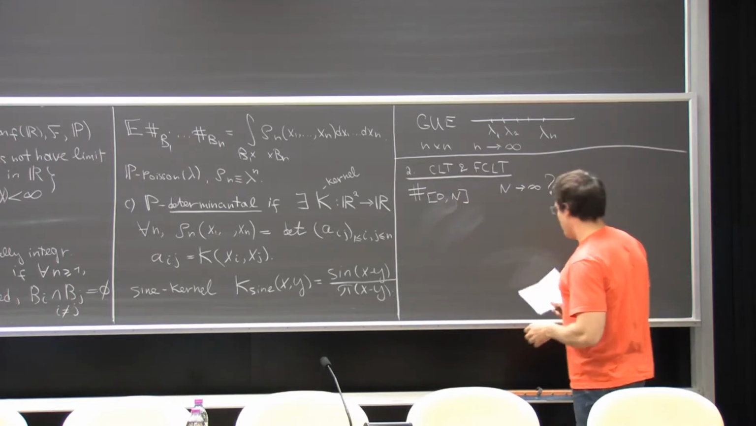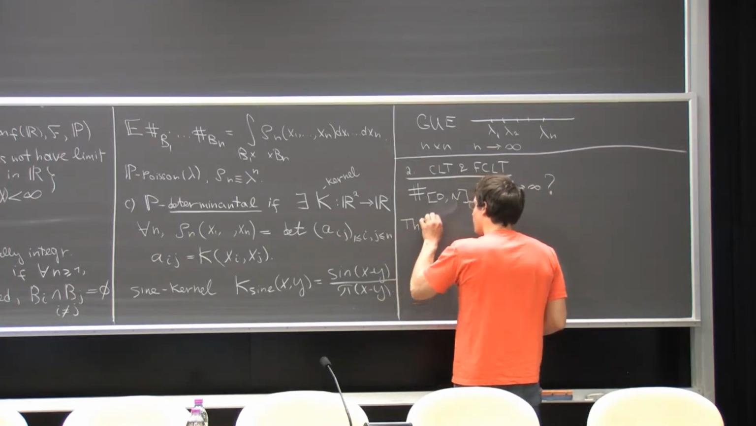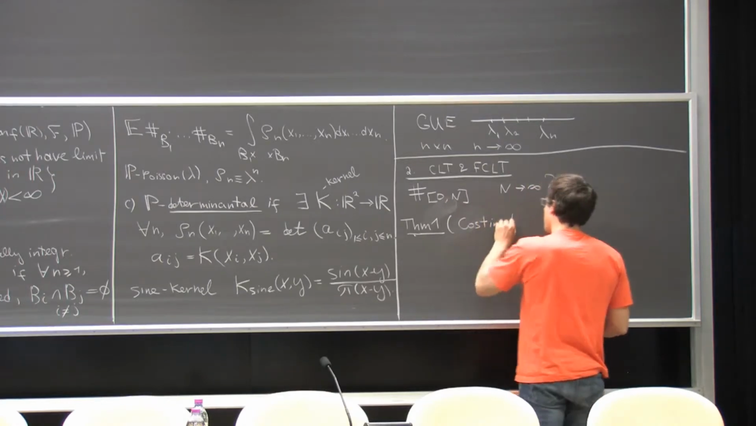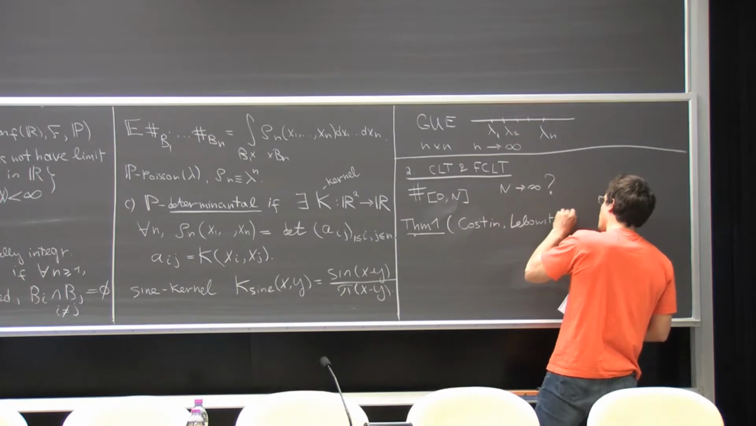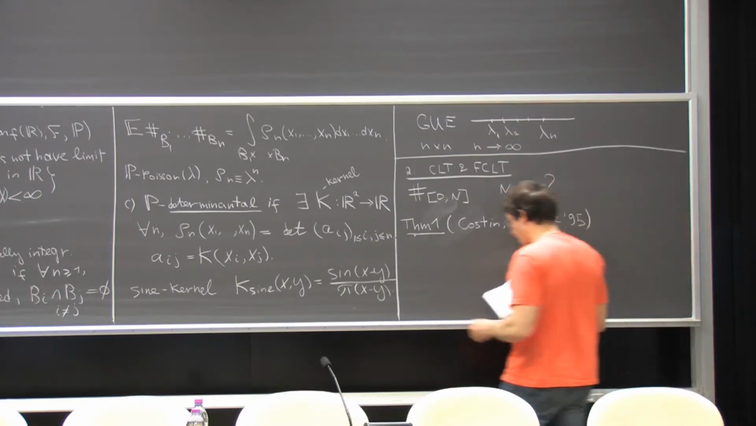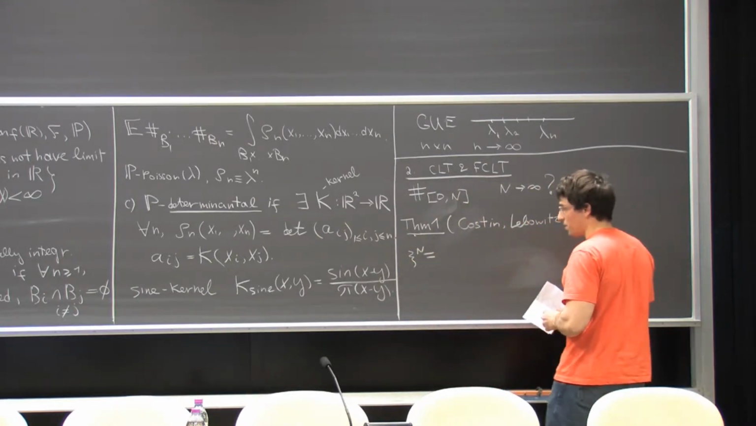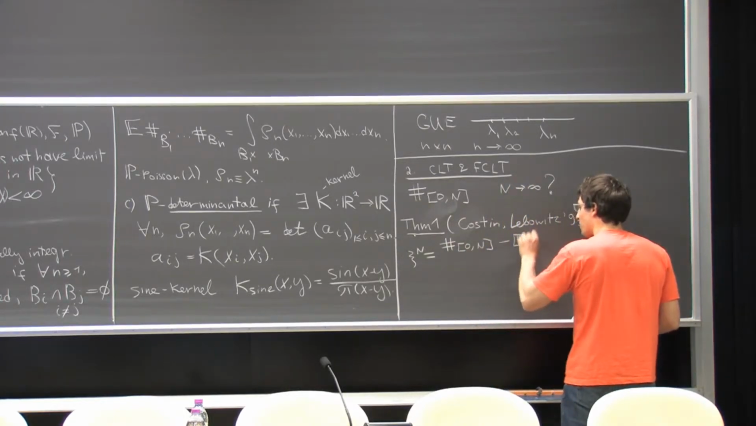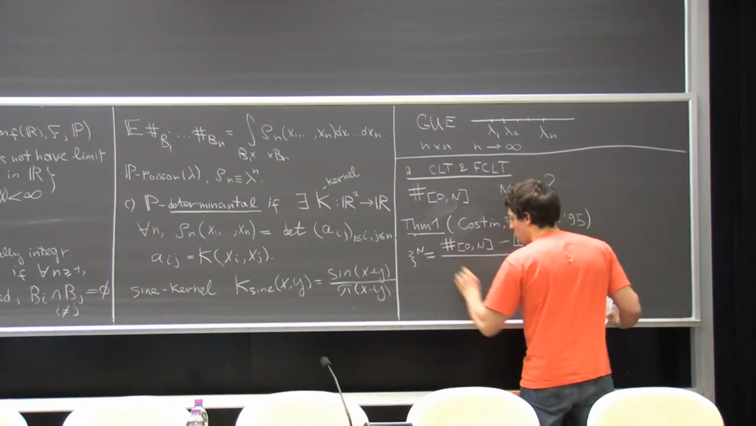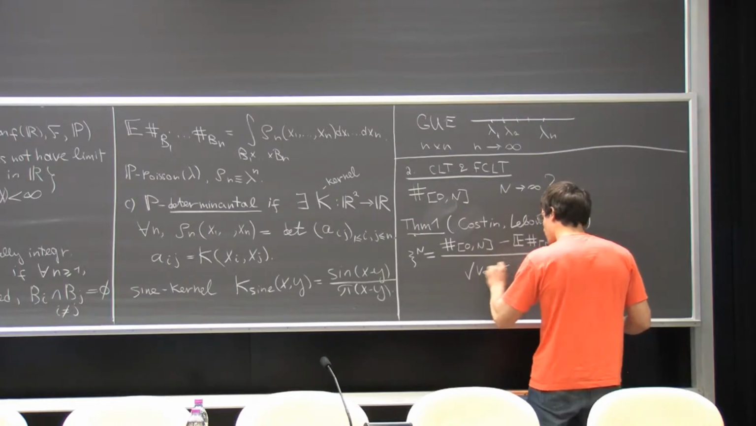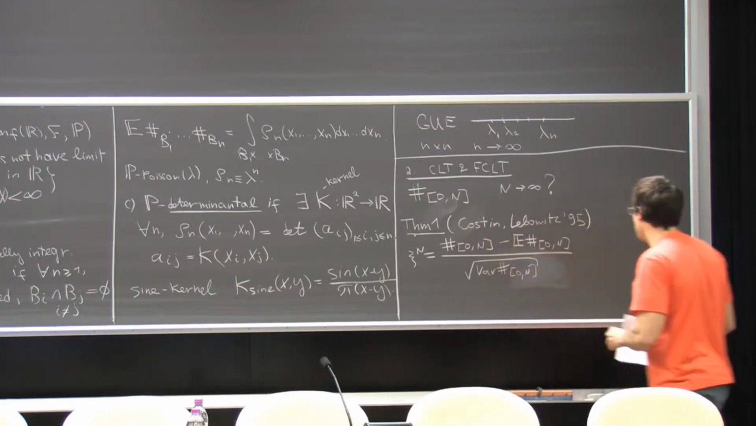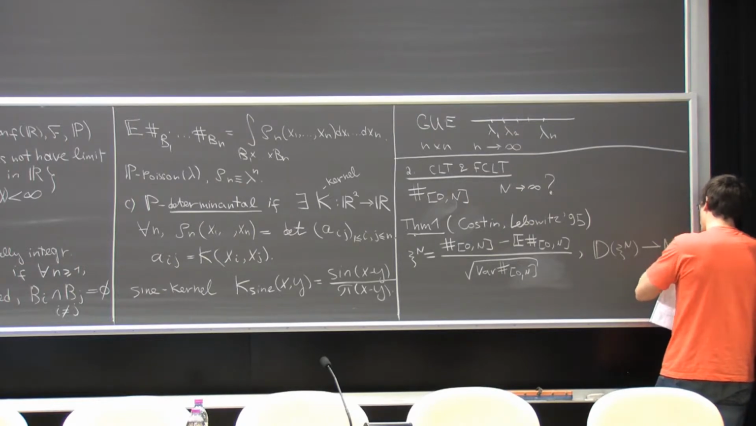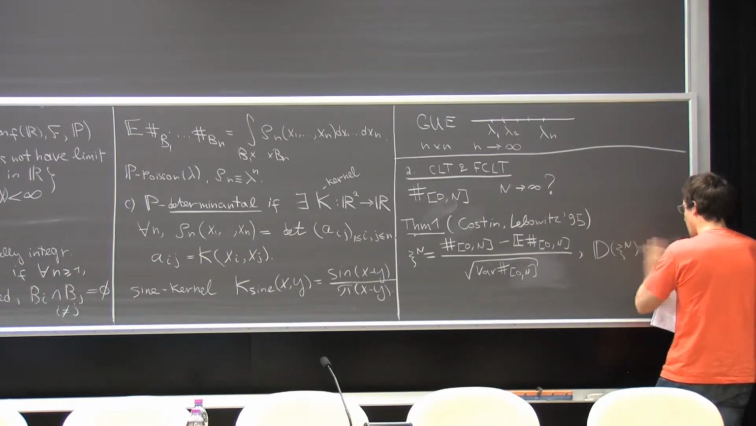About the behavior of this random variable, the central limit theorem is known, and it was proven by Costin and Lebowitz in '95. This is just the usual central limit theorem. So you consider the number of particles in the interval (0, n), you subtract the expectation and you normalize by the square root of the variance. Then the distribution of this random variable ψ_n weakly converges to the normal law.